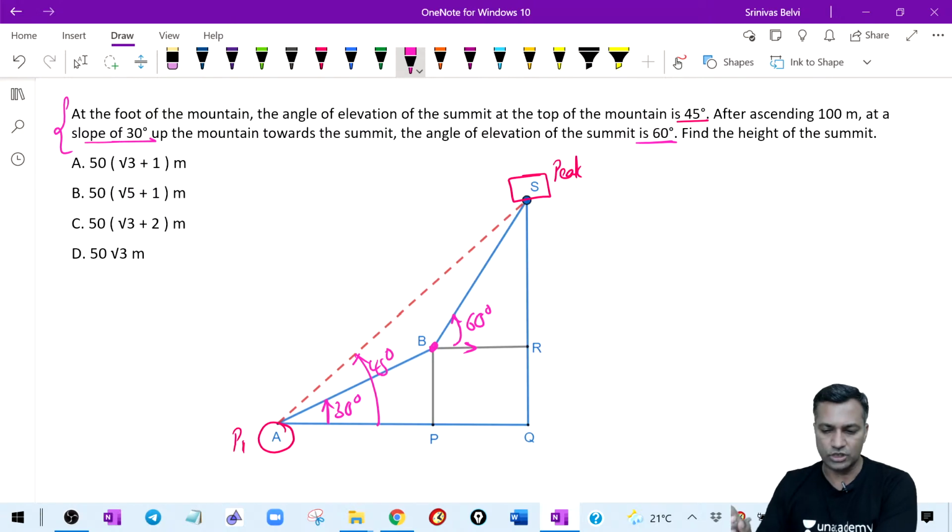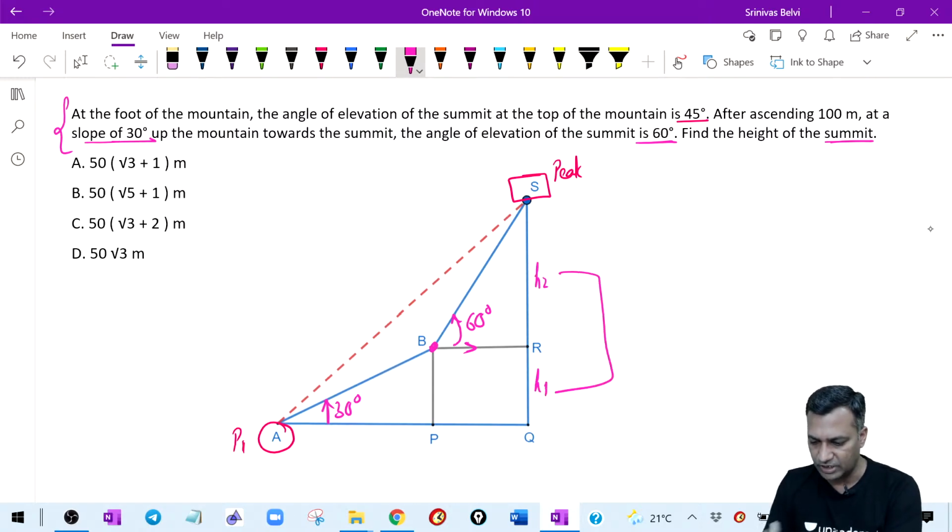Okay, cool. So now he's saying, why don't you find the height? Height is nothing but this, from here till here. This is what I need to figure out. Cool. All right, let's find the height. Let me call this one H1 and let me call this H2. Add them, then you will get your answer. H1 plus H2 together will be your answer.